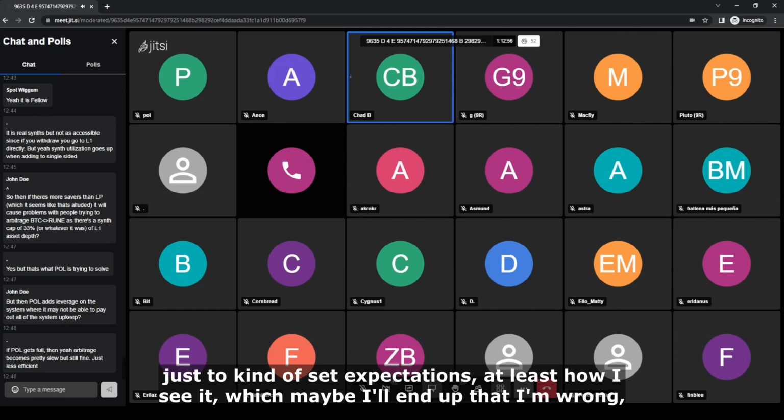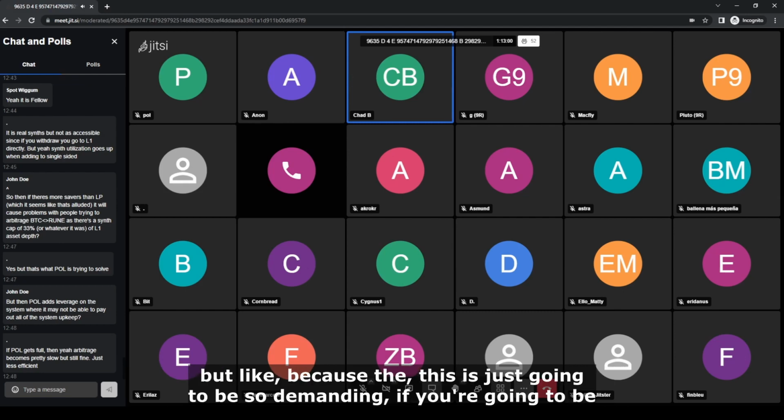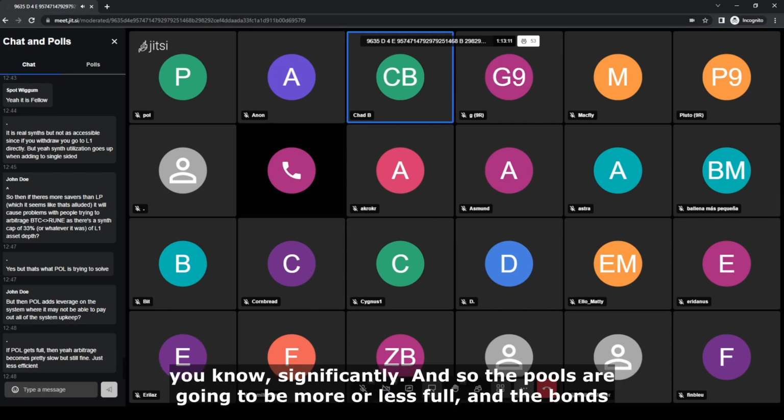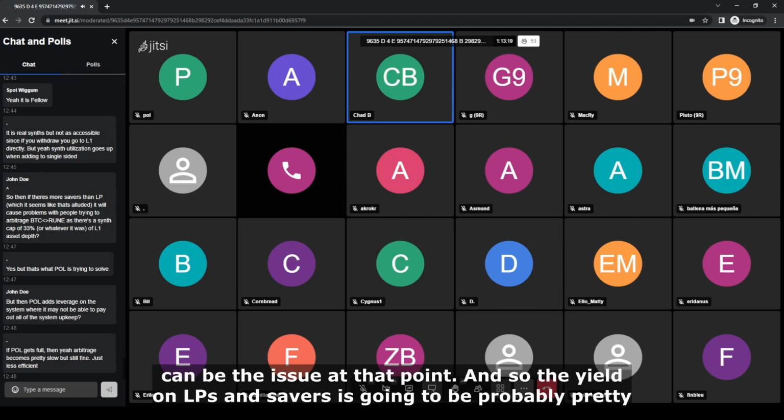At least how I see it, which maybe I'm wrong, because this feature is going to be in so much demand and people are going to be jumping into it, the amount of TVL relative to the bond is going to change, I'm assuming significantly. So the pools are going to be more or less full, and the bond is going to be the issue at that point.